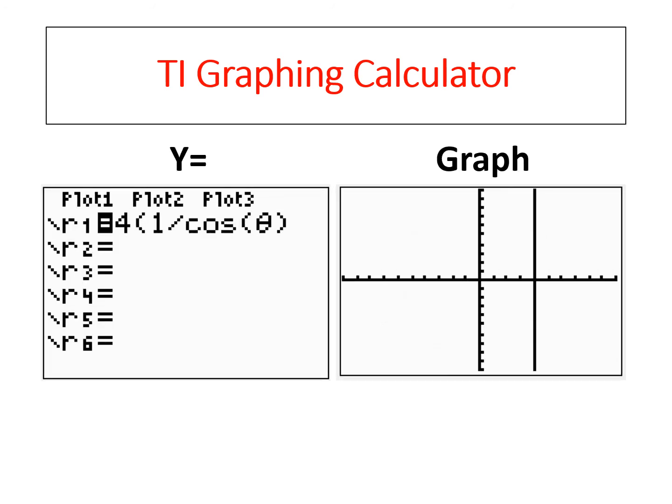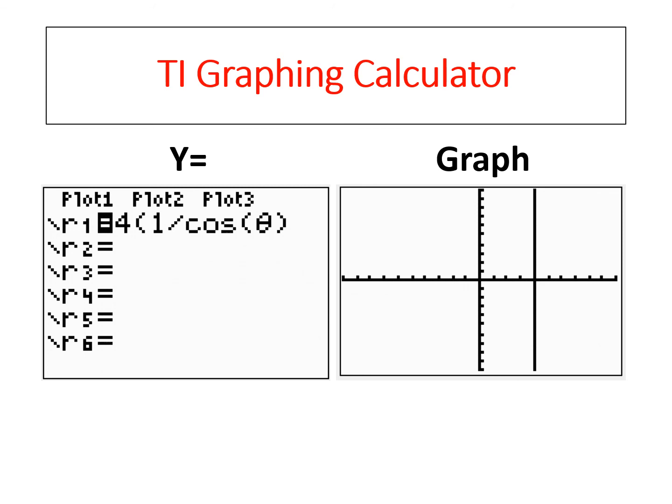Now when you press y equals, it's going to be an r equals equation. And I have just typed in the previous problem. Remember, we don't have secant on our graphing calculator, so I had to do 4 times 1 divided by cosine theta. And again, to get theta, you're just going to press that x, t, theta, n button. So what we would normally press for x, our independent variable this time is theta. And then when I press graph, you will see a vertical line going through the x-axis at 4, which is what we expected.